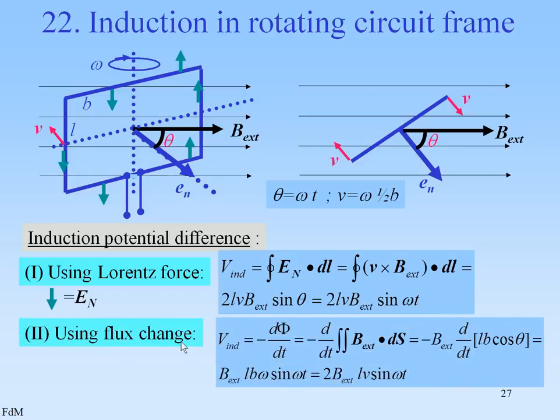And when we use the flux change, V is minus dΦ/dt, is minus d/dt of the surface integral of the external field, is minus the external field times L B cosine theta, because this is the changing surface along the field, using the cosine of the angle between the circuit and the field. And so this ends up with B external times L B omega sine omega t, and that's the same expression as we have seen here.